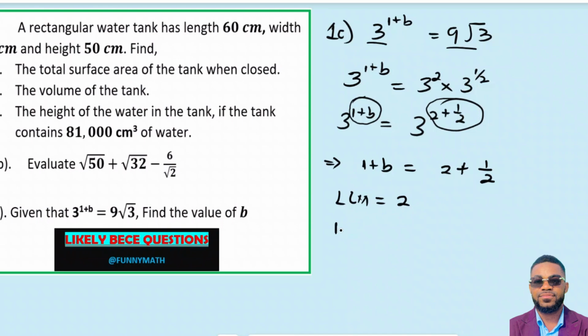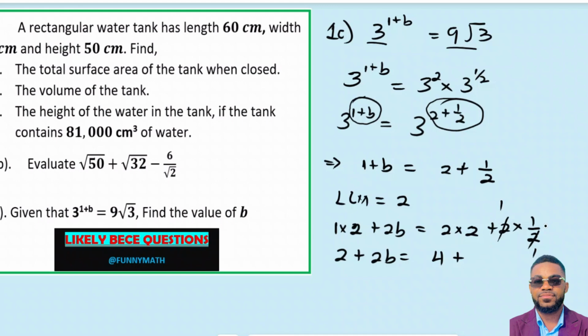So we just have to multiply the LCM by the terms. So I'm going to get 1 times 2 plus 2 times b equal to 2 times 2 plus 2 times 1 on 2. So I've just multiplied the LCM, which is 2, by all the terms. The terms are 1, 2, 3, 4. So 1 times 2 is going to be 2. 2 times b, that's 2b already. 2 times 2 is going to be 4. Now, let's see something. 2 goes into 2, 1. So we have 1 times 1 to be 1. So we have plus 1 here.